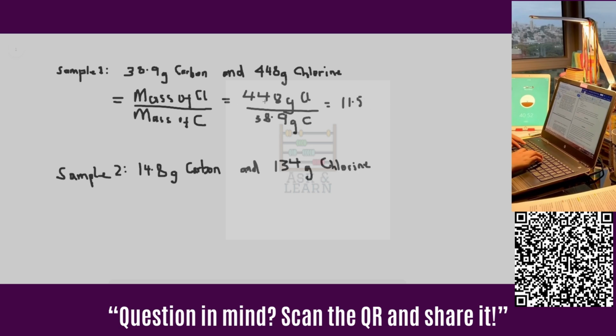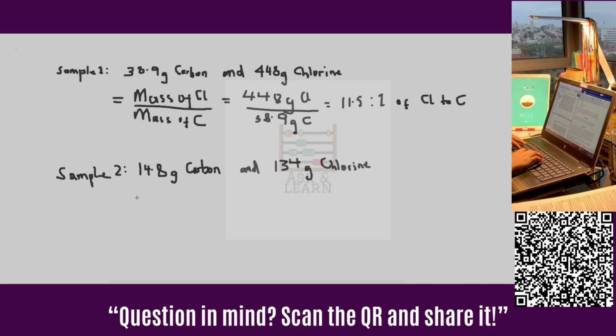So that's the mass ratio, right? So we can say that there's 11 times more chlorine than carbon. So we can say this ratio is 11.5 is to 1, right? Of chlorine to carbon.